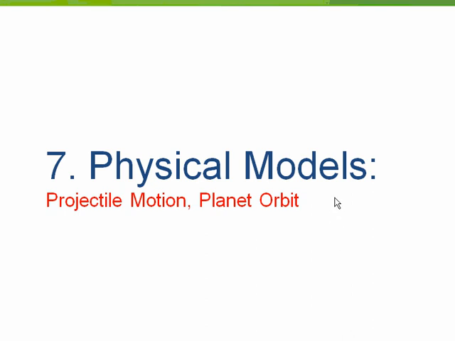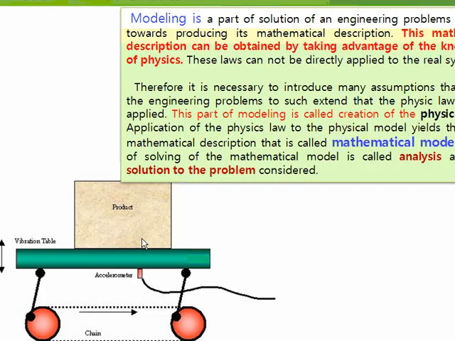Section 7, physical models. We will start with projectile motion first. Modeling is a part of solutions of engineering problems. This mathematical description can be obtained by taking advantage of the known laws of physics.